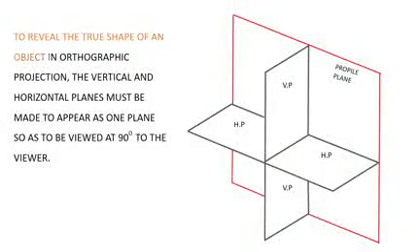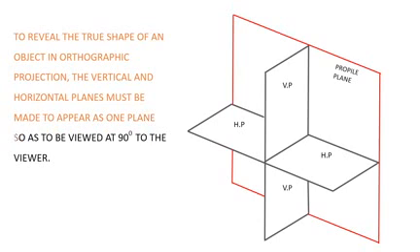To reveal the true shape of an object in orthographic projection, the vertical and horizontal planes must be made to appear as one plane so as to be viewed at 90 degrees to the viewer. To obtain the front view and the top view, the vertical plane has to be rotated through 90 degrees anti-clockwise, or the horizontal plane in a clockwise direction, so as to make them on a single plane.